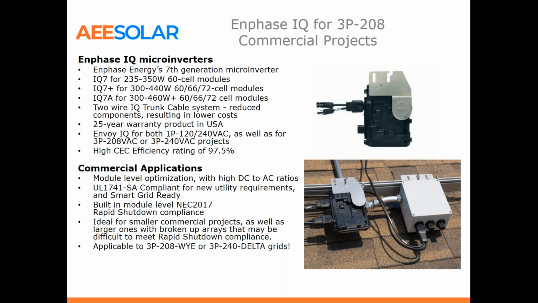So you do get module level rapid shutdown. Oftentimes you can do pretty high DC to AC ratios here. These are also, as we mentioned, UL 1741 SA compliant for Hawaii and California, and they're smart grid ready for any other states that might adopt that.